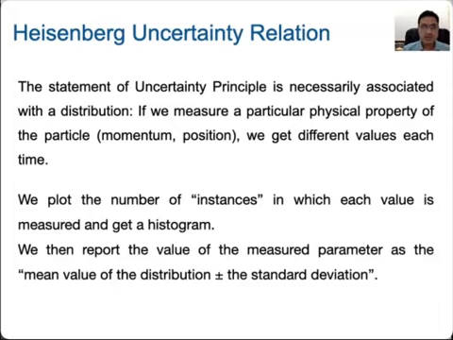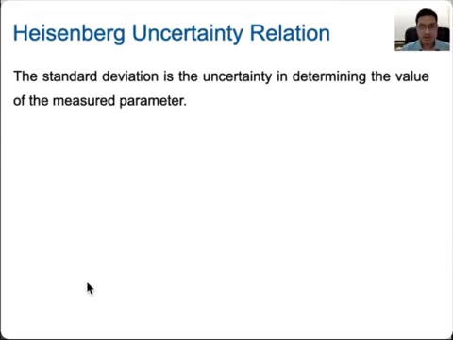Okay, so once it has a mean value and a standard deviation, then the value of the measured parameter, it could be momentum or position, can be written as the mean value of the distribution plus or minus the standard deviation. This is what we have also seen in the previous lecture: if we are measuring a particular quantity and it has a mean value a and the standard deviation is sigma, then the value is a plus or minus sigma.